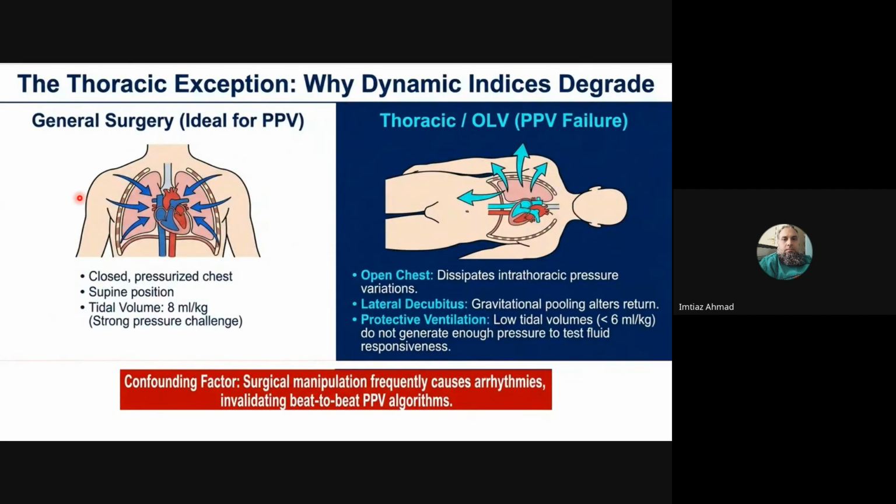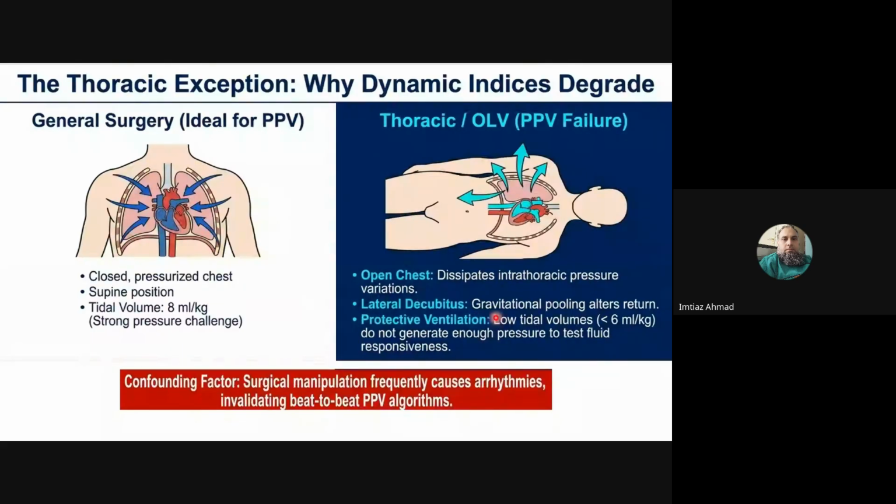The answer is, in case of general surgery, it is ideal for pulse pressure variation. In general surgery, there is a closed pressurized chest, supine position, and tidal volume used is 8 ml per kg. So there is a strong pressure challenge. In case of thoracic surgery, there is an open chest. So open chest causes dissipation of intrathoracic pressure variation.